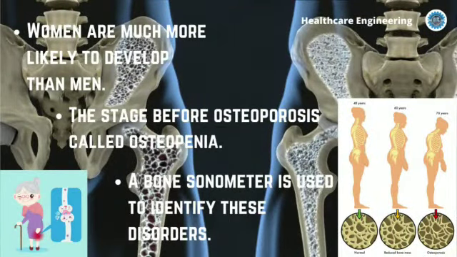The stage before osteoporosis is called osteopenia. This is when a bone density scan shows you have lower bone density than average for your age, but not low enough to be classed as osteoporosis.